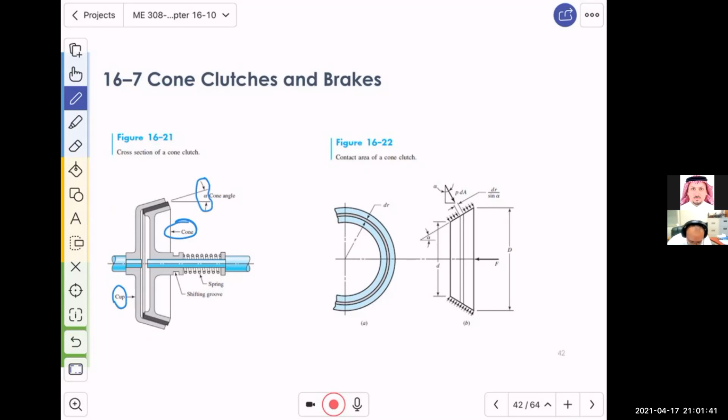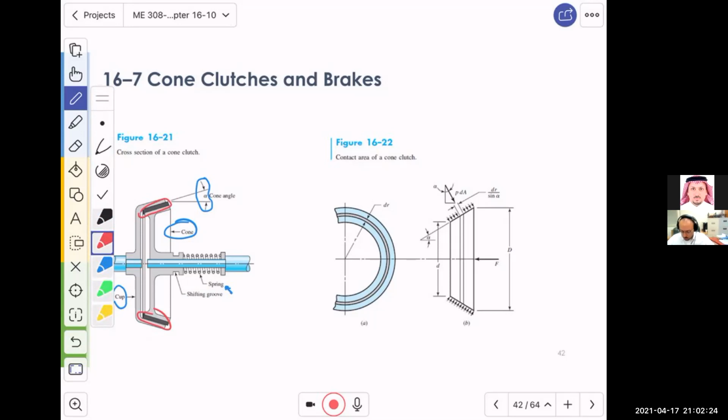And there is a spring mechanism that pushes the cone. The cone will go inside the cup, and there it is. This is the frictional material right there. So you can imagine that the friction will lock these together, and then you will have a transmission of load or motion. And if this is a brake, then as you push more, these surfaces will keep sliding against each other, and the kinetic energy will be dissipated in the form of heat.